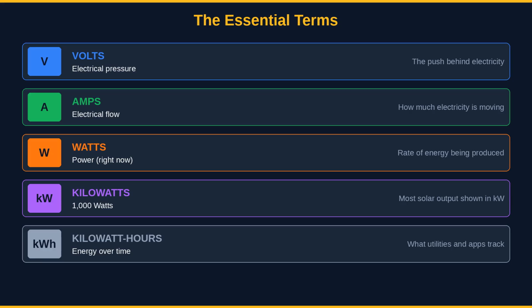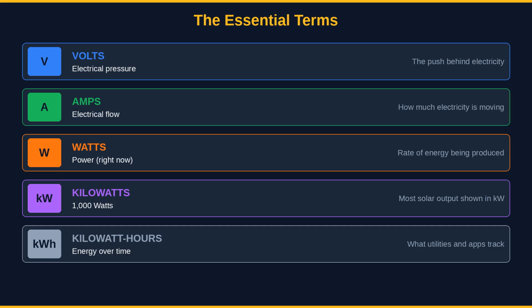Volts: electrical pressure, the push behind electricity. Amps: electrical flow, how much electricity is moving. Watts: power, the rate of energy being produced right now. Kilowatts: 1000 watts. Most solar output is shown in kilowatts. And kilowatt-hours: energy over time. This is what utilities and monitoring apps track.